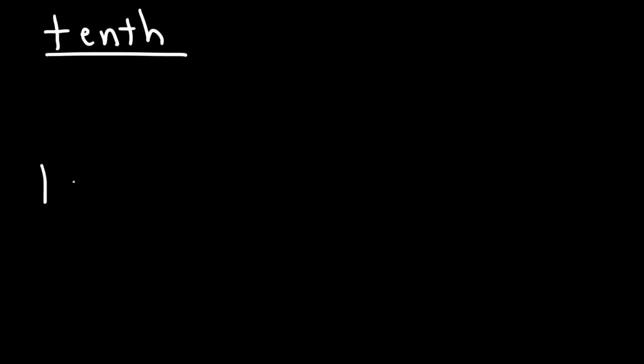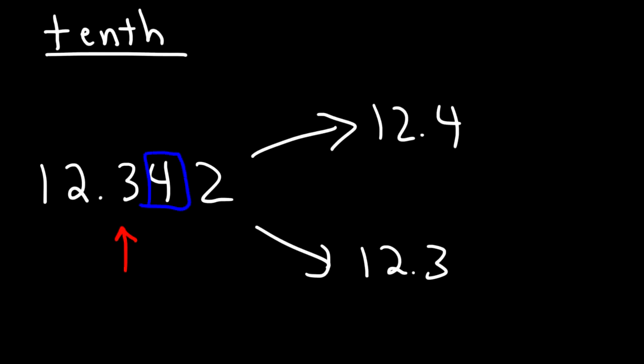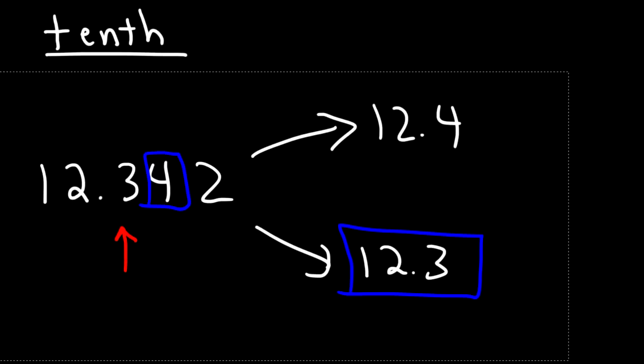So let's say we have the number 12.342. Round it to the nearest tenth. So here is the tenths digit. So we're either going to keep it 12.3 or make it go up to 12.4. So looking at the next number 4, it's less than 5, which means that we're going to round it down to 12.3. Now go ahead and try these two examples.